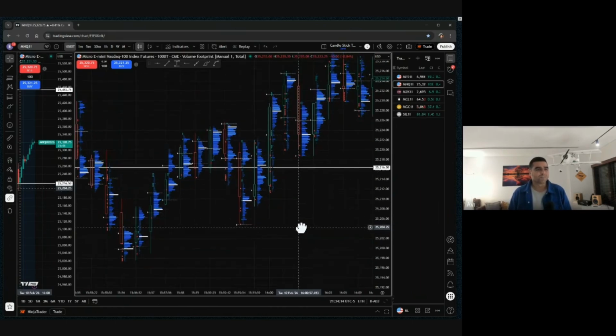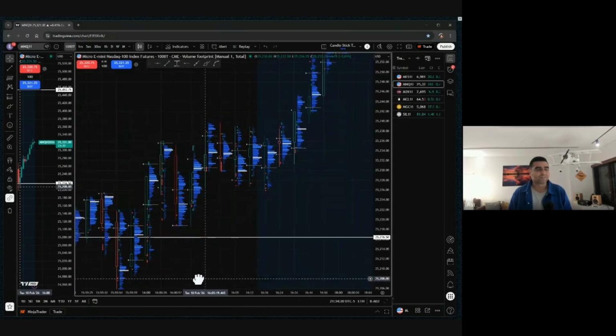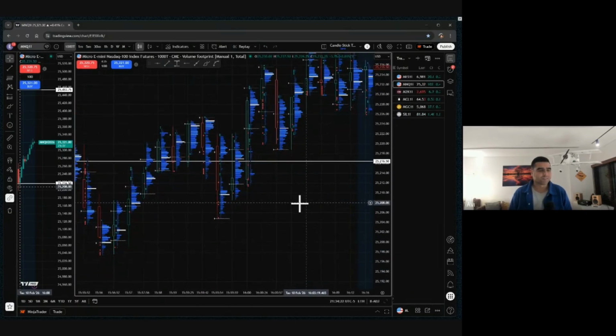Then the key is where do you enter and what's your confirmation for the entry. And then managing the risk. Taking a good liking to these footprint charts. Good fun, huh? So anyways, what do y'all want to talk about? What's on your minds? For me, it's all footprint charts these days.